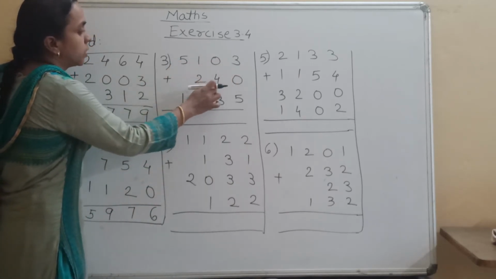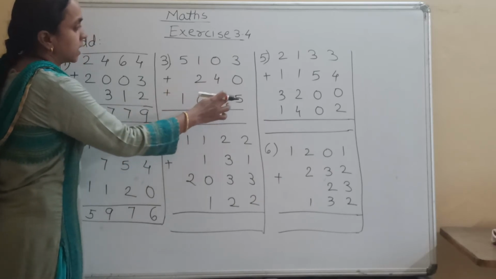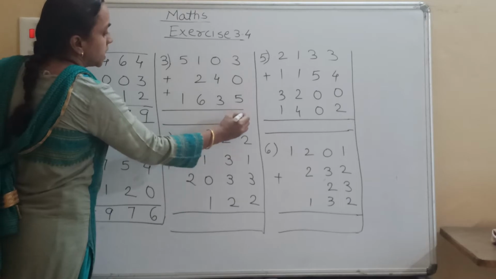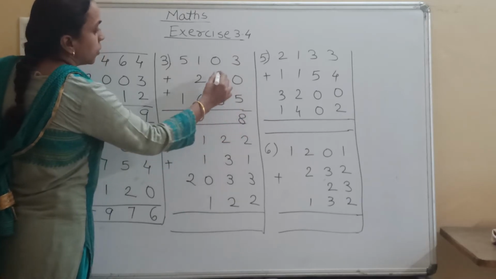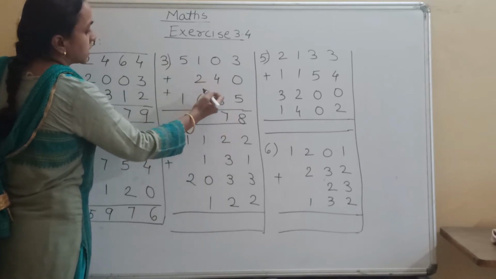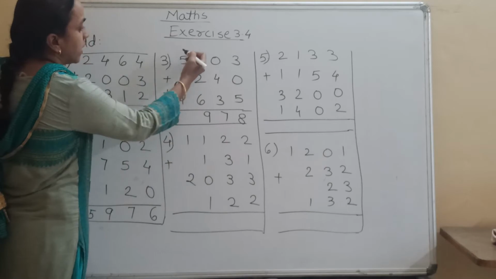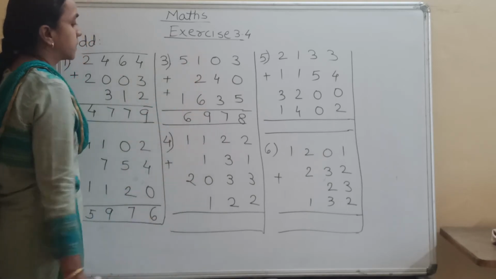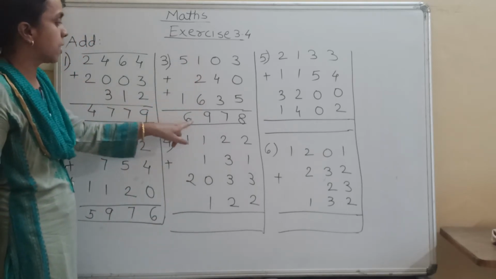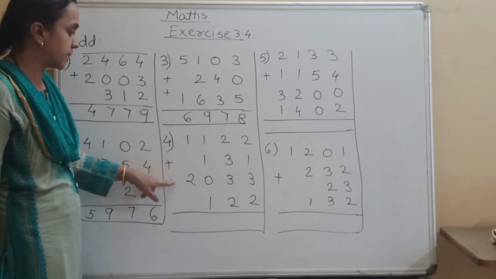5103 plus 240 plus 1635. 5 plus 3, 8. 4 plus 3, 7. 7 plus 0, 7. 6 plus 2, 8. 8 plus 1, 9. 5 plus 1, 6. So answer is 6978. Now see fourth example.